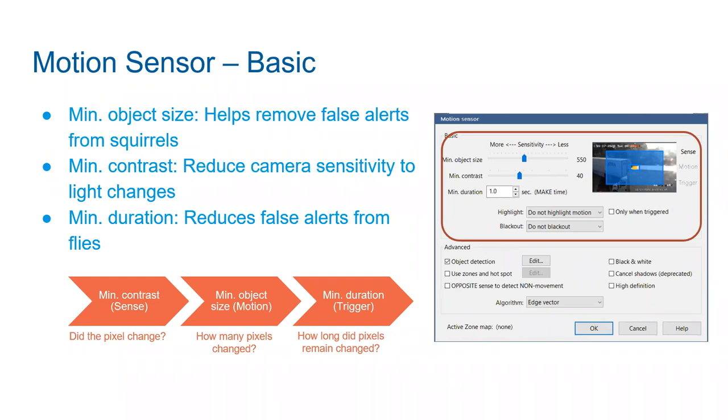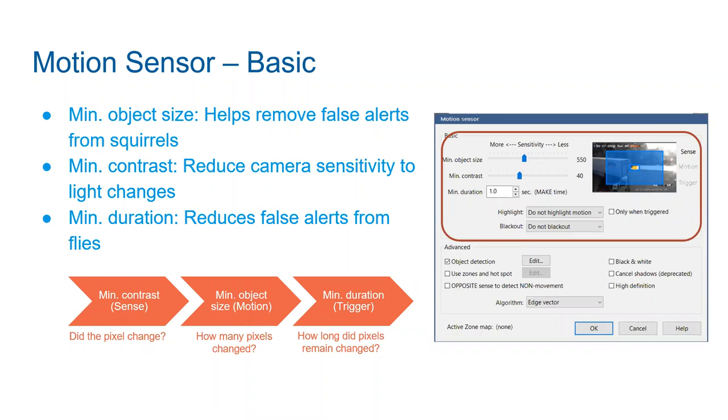So why would you use a minimum object size? Well, because you might have squirrels or a cat running around outdoors and you don't want to be triggered on that. And so that's why you have a minimum object size. Why do you have contrast? Because it gets tricky if you have outdoor cameras versus indoor cameras. With indoor cameras, the lighting is fairly consistent.